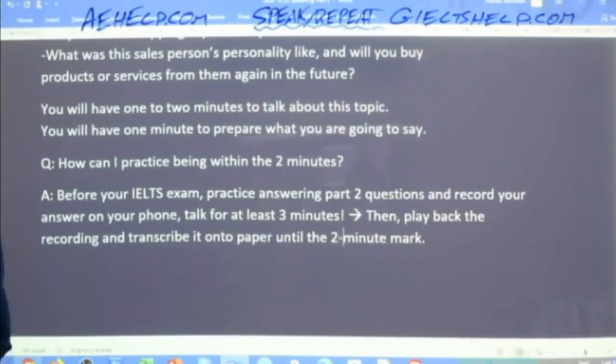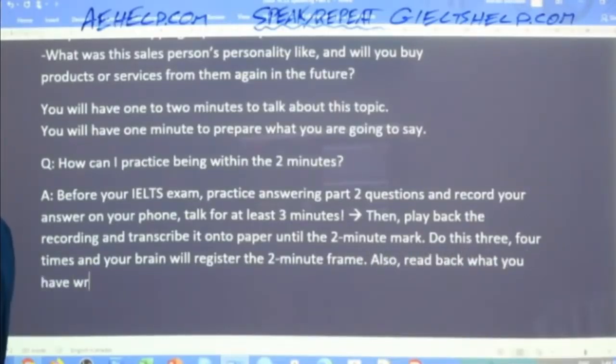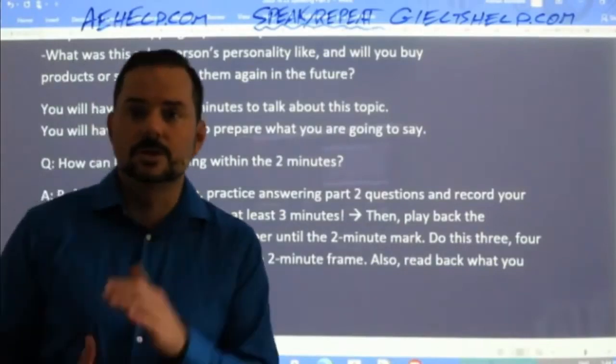Okay, so do this 3-4 times and your brain will register the 2 minute frame. Okay. Also read back what you have written or transcribed. Okay. It's a good kind of practice.